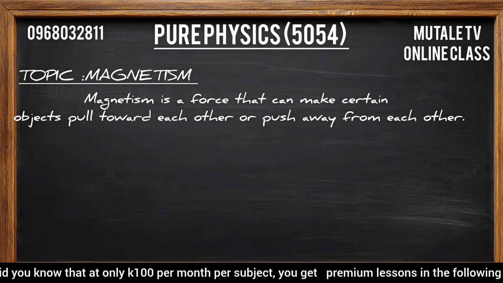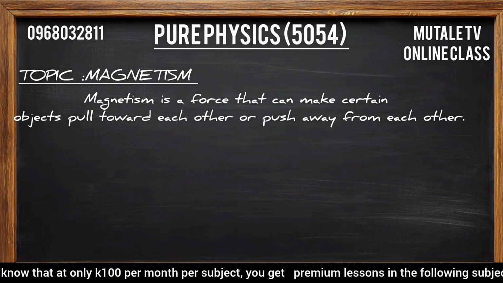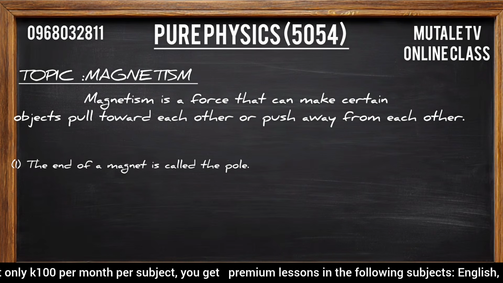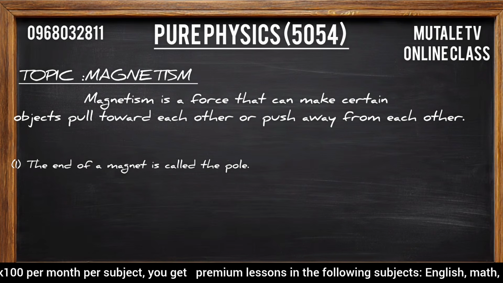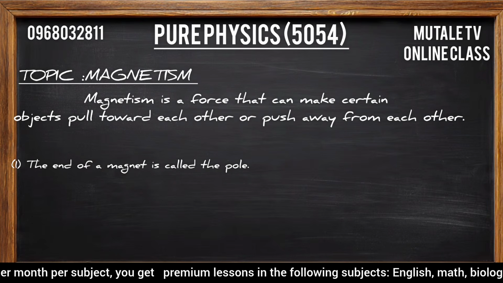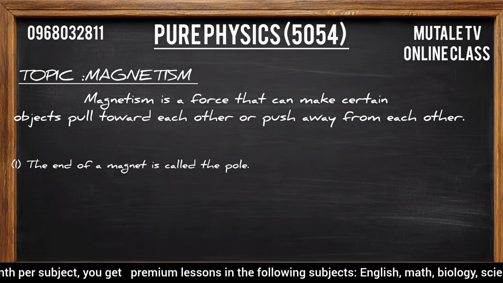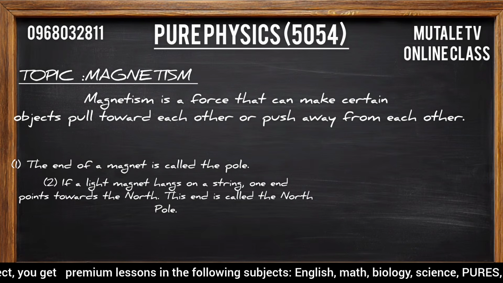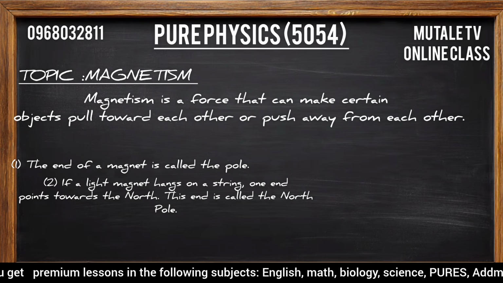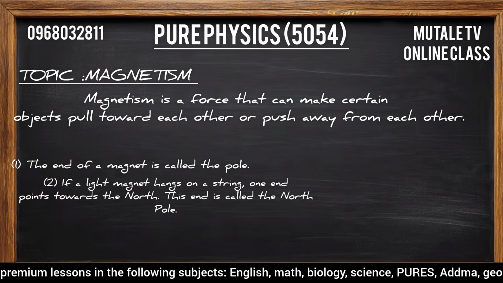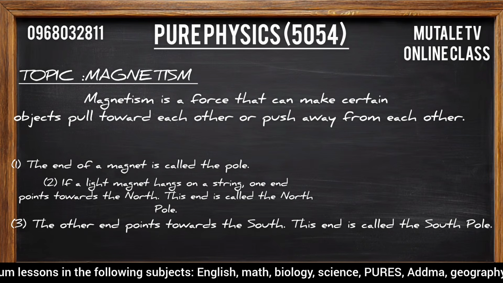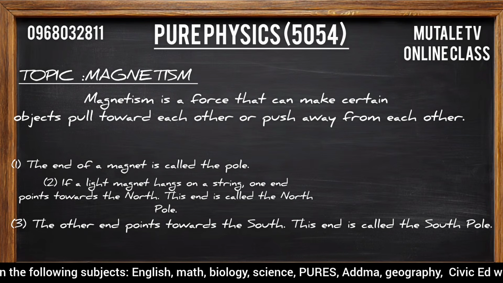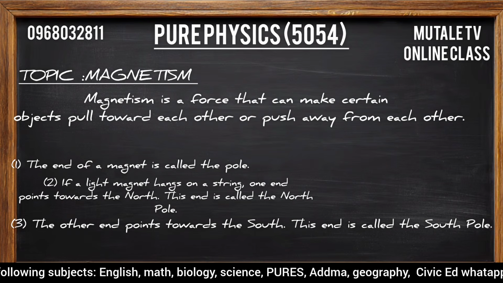Once we know the definition of magnetism, we need to know its properties. Number one, the end of the magnet is called the pole. Number two, if a light magnet hangs on a string, one end points towards the north. This is called the north pole. Number three, the other end points towards the south. This is called the south pole.